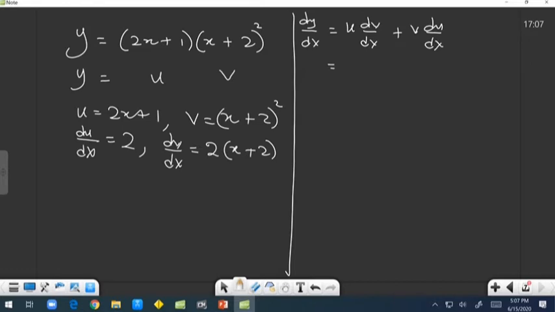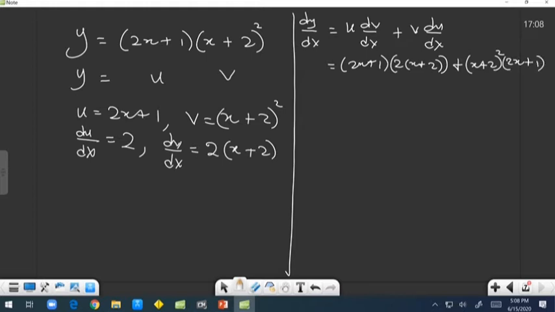And u here is 2x plus 1. Then dv dx: we look at dv dx, which is 2 in brackets x plus 2, close the bracket. Then plus v. Our v here is x plus 2 all squared, and du dx is 2x plus 1. So we have 2x plus 1.